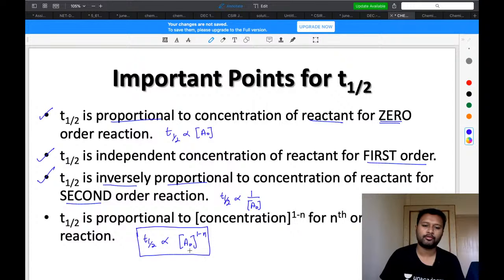For example, if you want to do it for first order reaction, put n is equal to 1, so the power will become 0. So T half will be proportional to this, and anything to the power 0 will be 1. So T half will be independent of concentration. If you put 0 for n, you will get T half proportional to A. If you put n is equal to 2, you will get A naught to the power minus 1. So that will be for the second order.